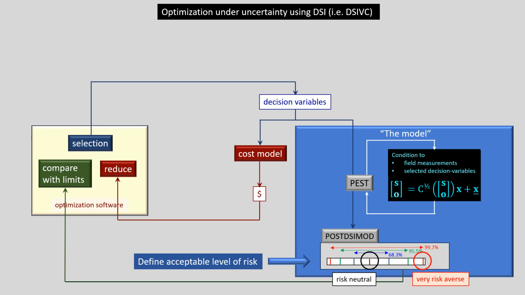So using post-DSI mod following the conditioning process allows us to choose our level of risk as the constraint that's used in the optimization under uncertainty process, so that I can tune that process to the risk that I am prepared to take as I minimize my cost, subject to the constraint that I achieve a certain management objective at a certain level of probability. And that, in a nutshell, is DSIVC.